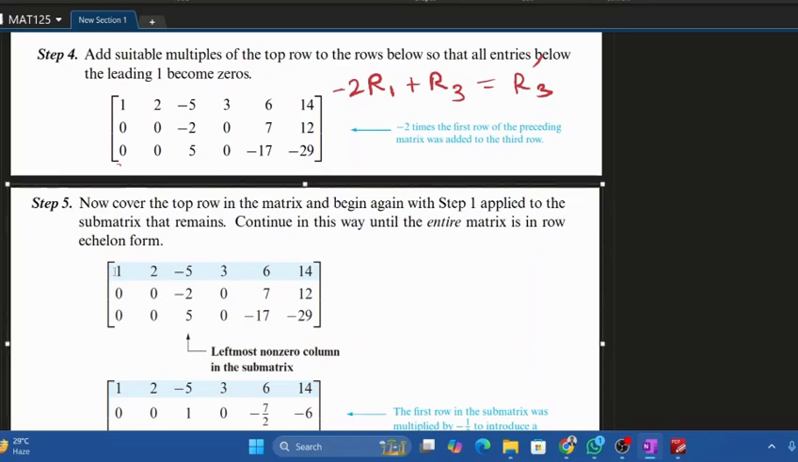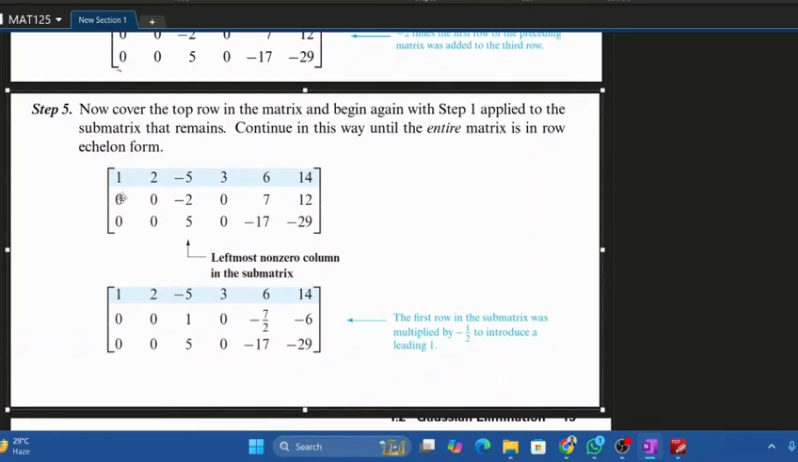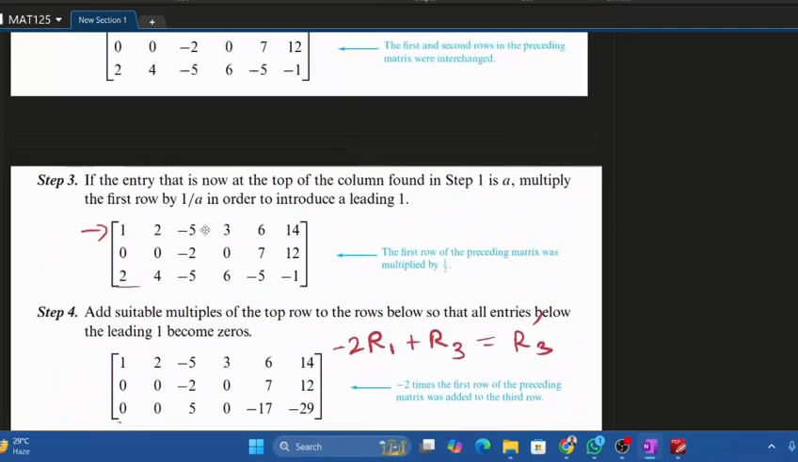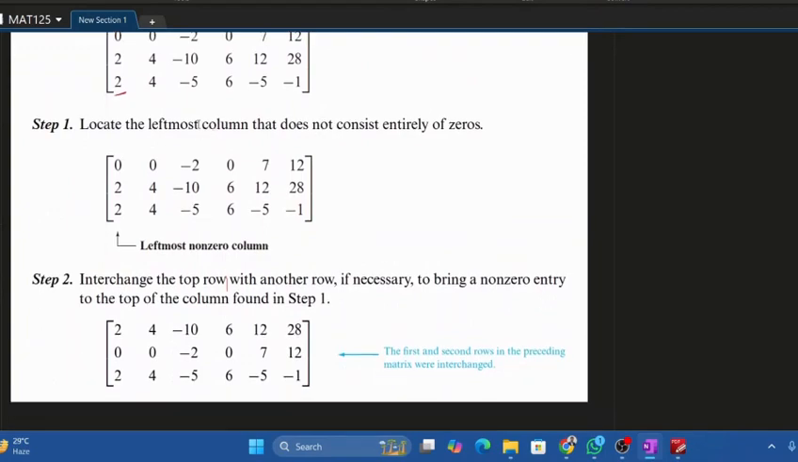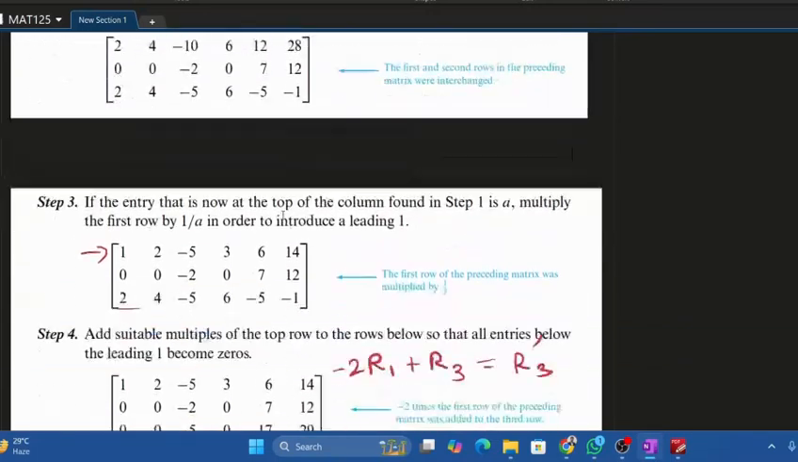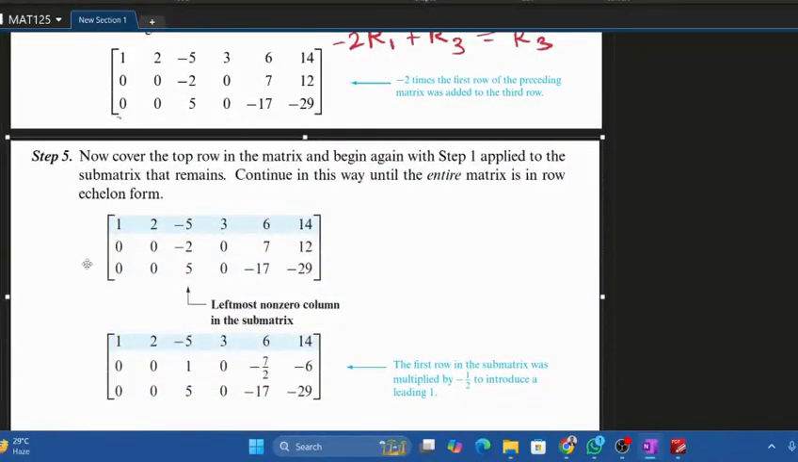So we have to cover this whole thing. The first row is done, right? So now we are working with these 2 rows. Continue this way until the matrix is in row echelon form. So we have to start from step 1. What was step 1? We have to locate the leftmost column that does not consist entirely of zeros. In this case, this is the column that does not consist entirely of 0. We have other columns that consist entirely of zeros, but this one does not, right? We have to locate this.